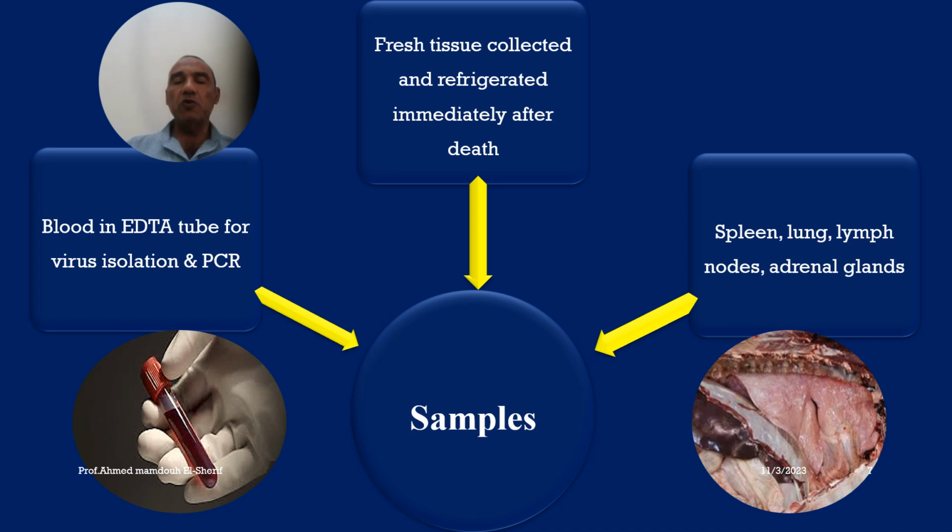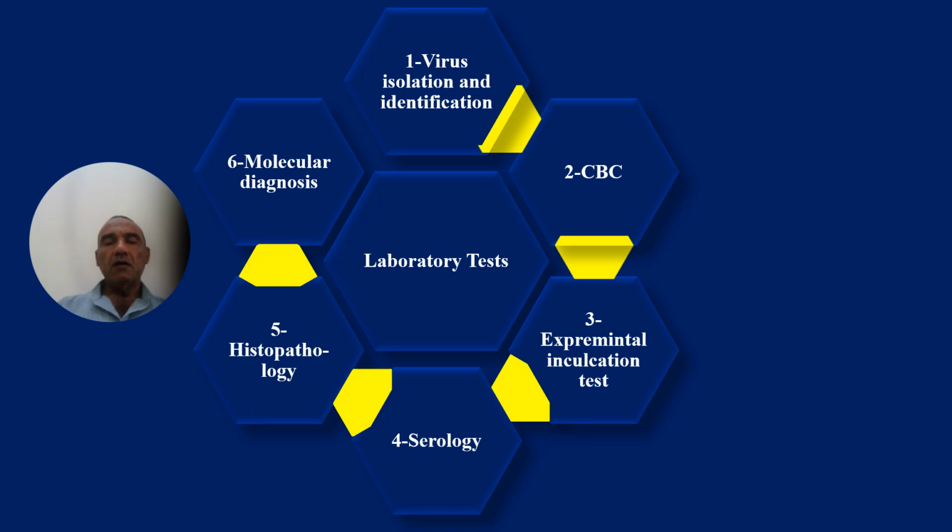Spleen, lung, lymph nodes, adrenal glands have to be collected and refrigerated immediately after death for histopathological examination, as well as for viral isolation. Laboratory tests in case of malignant catarrhal fever: virus isolation and identification, complete blood picture, experimental inoculation test, serological tests, histopathological examination, and molecular diagnosis.